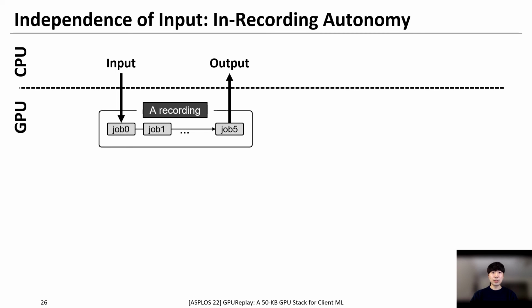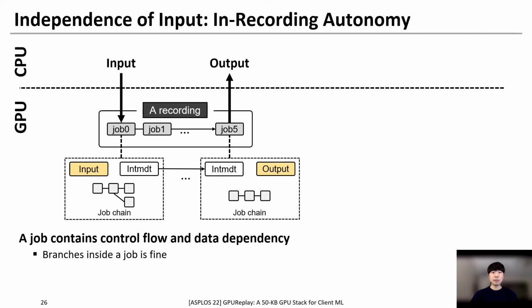In a recording, we have a sequence of jobs. Let's look into what is in each job. The GPU job in modern mobile GPUs packs in much complexity. It has the addresses of input and output rather than their contents. The job may have multiple small jobs in the form of a chain, which includes control flow and data dependencies as well. So the branch inside a job is captured at recording time.